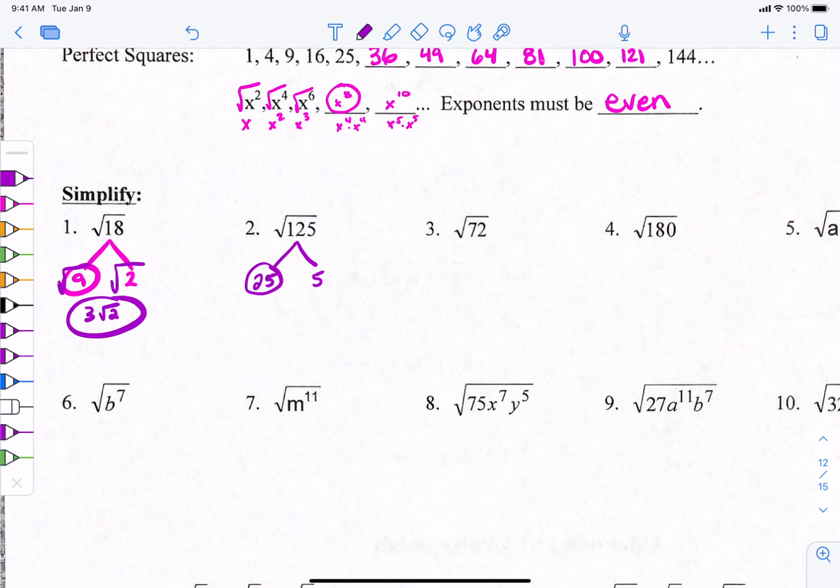72 would be... think big. 36 and 2. Yep, 36 and 2. If you do 9 and 8, it will break down more, but think 36 and 2 on 72. Okay, you always want to think the biggest one possible.